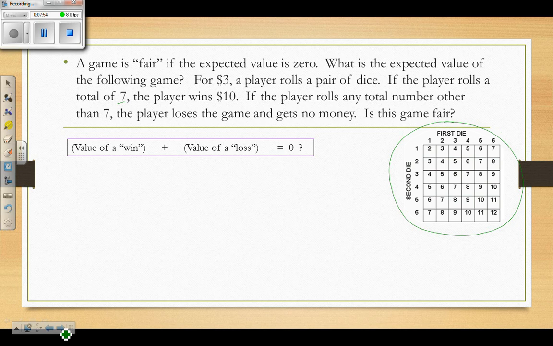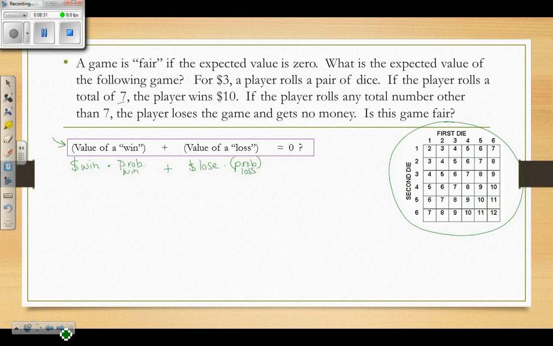The way you calculate expected value is you take the value of a win and add it to the value of your loss, and you see if that's equal to 0. So the value of a win is calculated as how much money you get if you win, and you multiply that times the probability of your win. Then we're going to add that to the money you spend if you lose, times the probability of losing. So that's the probability of the win.